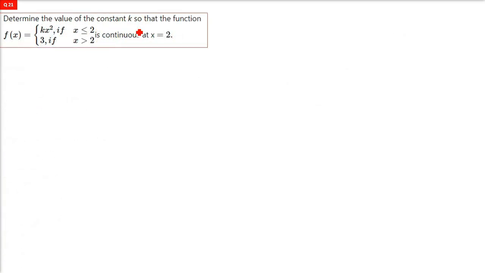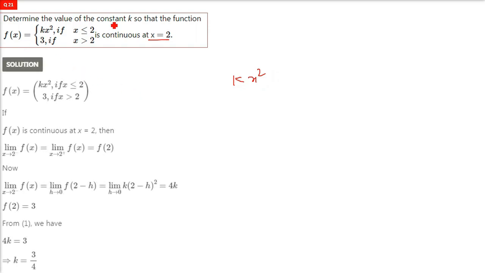Determine the value of the constant k so that the function is continuous at x equals 2. Okay, so this is kx square. You can apply the limit here, but now this k is not in the position we had in the earlier questions. If you directly apply it here, the same thing will come.